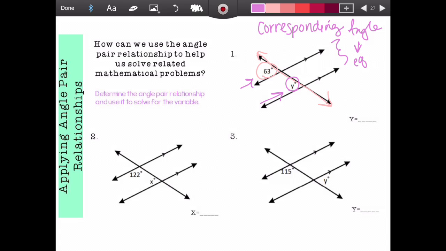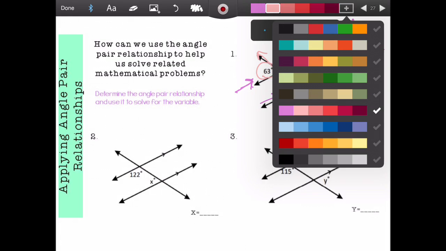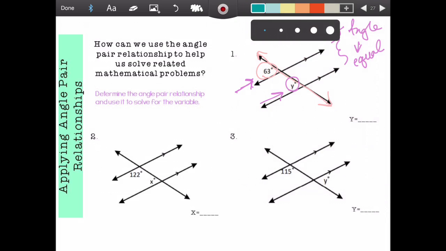They are equal, okay? So if this angle right here is 63 degrees, then since they are corresponding, y is also 63 degrees. But again, I needed to know that these were corresponding angles, and I also needed to know that corresponding angles are always equal in order to be able to answer this question. So again, I want you to try 2 and 3, and then come back and see if you got them correct.